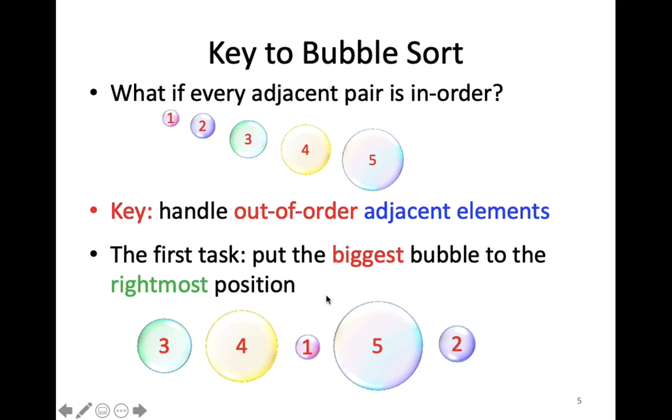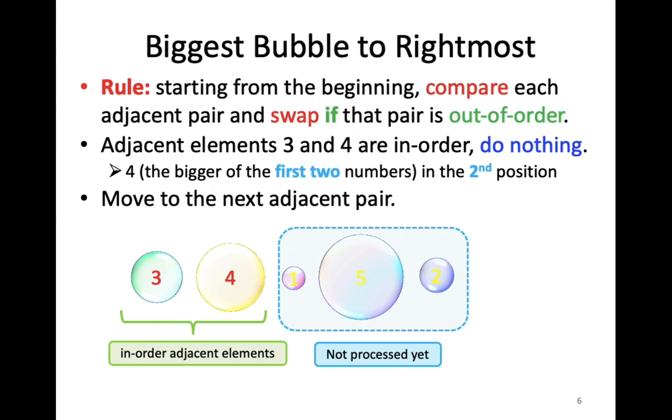Let us concentrate on one step at a time, how to put the biggest element to its proper place. That is, how to sink the biggest bubble to the rightmost position. The rule to put the biggest element to its proper position is simple. Starting from the beginning of the array, examine all adjacent pairs, swap them if they are out of order.